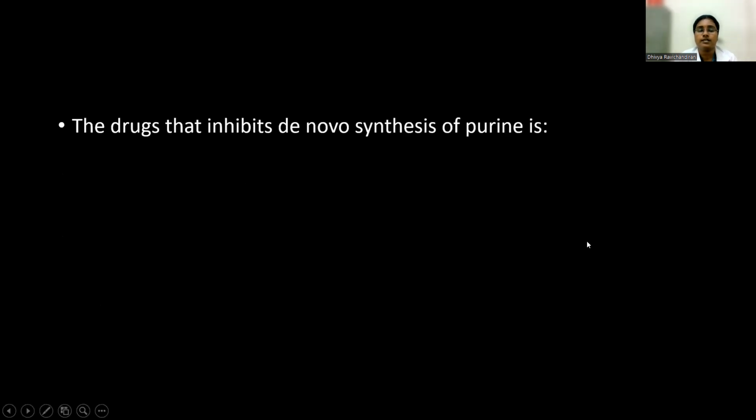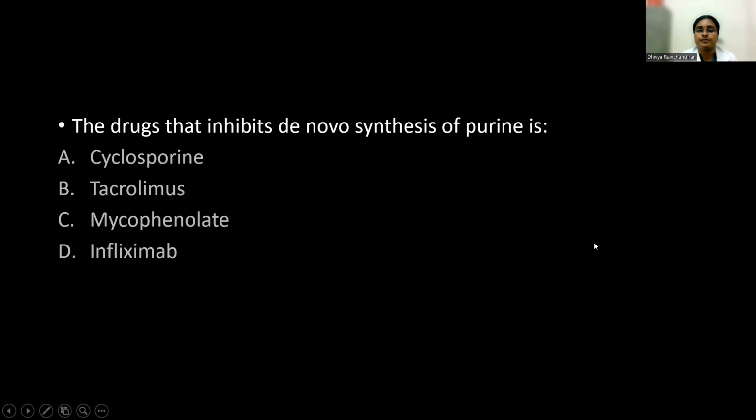The next question is: the drug that inhibits the de novo synthesis of purine. Cyclosporin, tacrolimus, mycophenolate, or infliximab. They ask about de novo synthesis of purine. The answer is option C, mycophenolate.